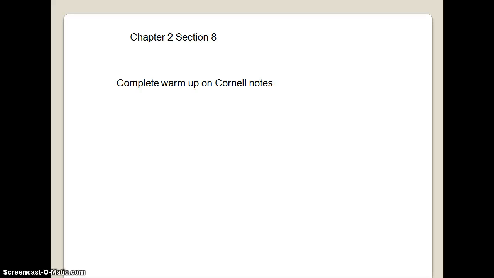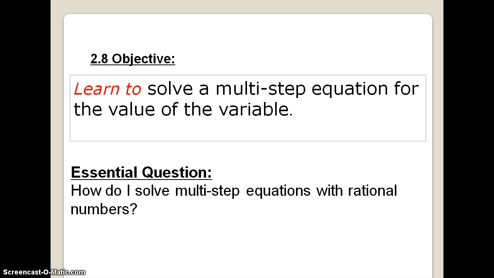Chapter 2, Section 8. Objective: learn to solve a multi-step equation for the value of the variable. Essential question: how do I solve multi-step equations with rational numbers?